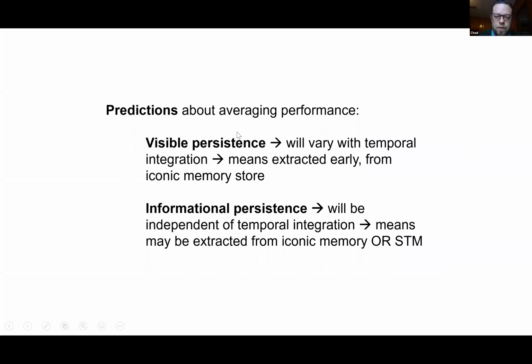So if the averaging performance relies on visible persistence, then as temporal integration performance changes, which is the same as saying as the segregation performance changes, we should see changes in the precision of their estimates, because remember they're using method of reproduction. On the other hand, if we don't find a dependence, so they're equally accurate even though integration performance is varying, then it suggests they're using informational quantities to do this.